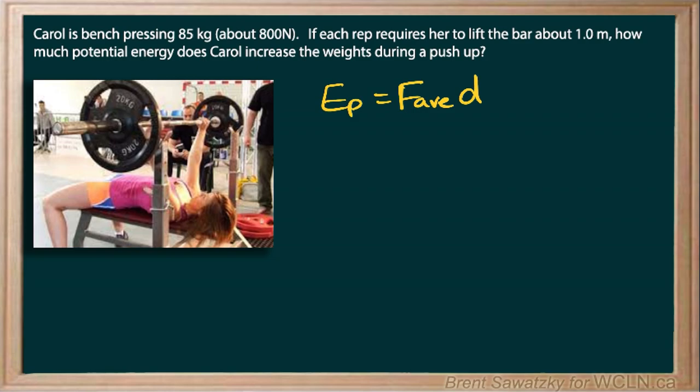In this case, we can say that the average force, we're told that it weighs about 800 newtons, and so we can plug that directly in. If they had just given us the mass and not the 800 newtons, then we would multiply the 85 times the 9.8, or mg, to get to this. But they saved us one step by providing the 800 newtons.